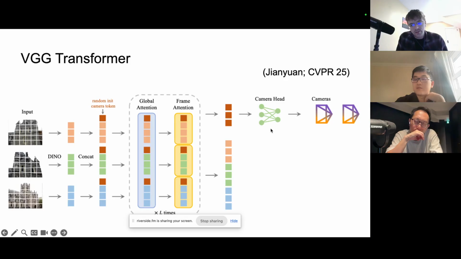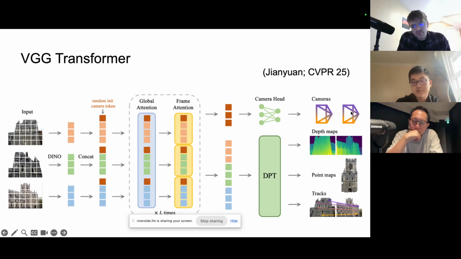Finally, for the output, we use a small transformer called the camera head to convert the camera tokens to camera information like intrinsics and extrinsics. And then we use the DPT head to convert the image tokens into depth maps, point maps, or 2D tracks.